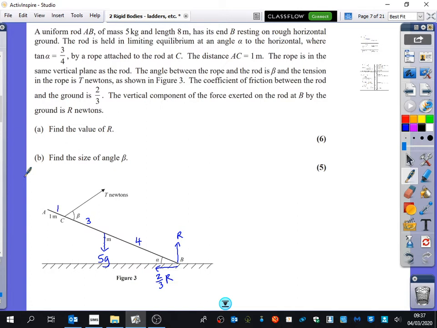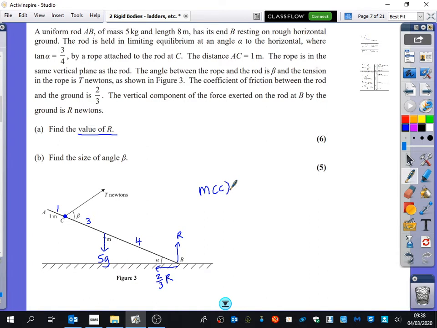Okay, so the first thing we're going to need to do is probably take some moments. Now, this one's a little bit different to before, because we've got into the habit of taking moments about the one that's at the bottom here. But actually, there's going to be a sensible place to take moments to try and find out the value of R. Can anybody think where's a different place? Yeah, C is going to be a really good place to take moments, because we don't know anything about T. We also don't know anything about beta, and that looks like something we're going to be doing in the next part of the question. So we're going to begin this question by taking moments about C.